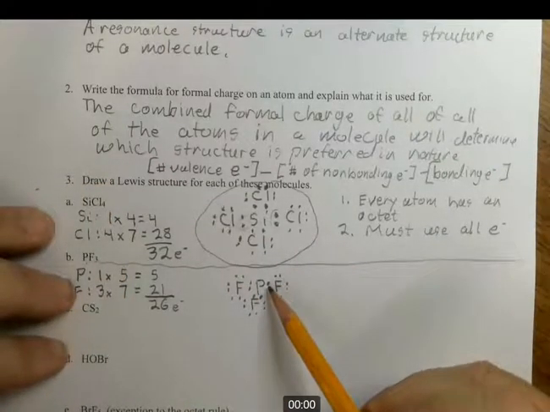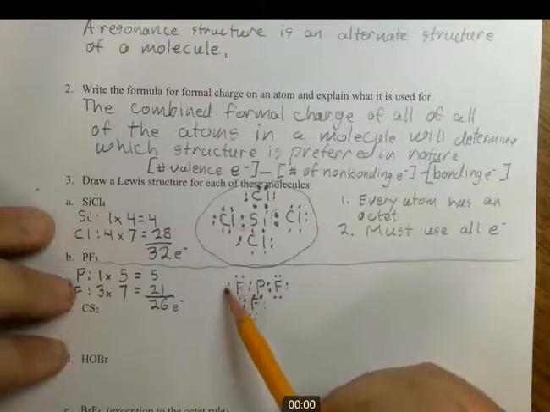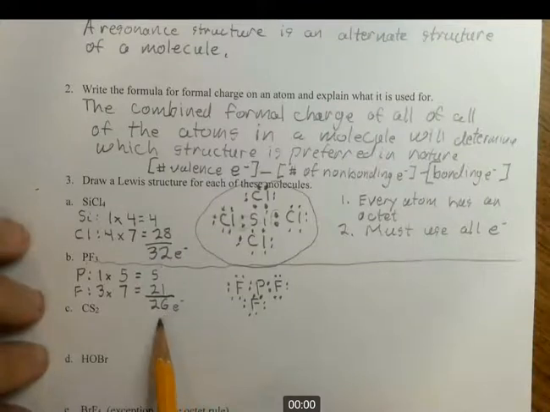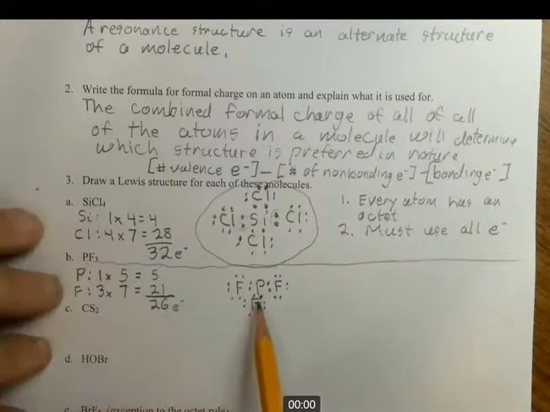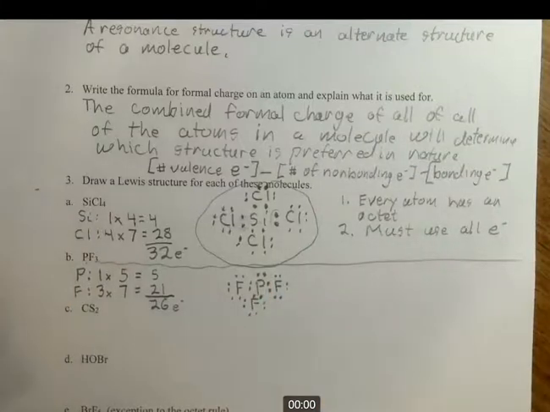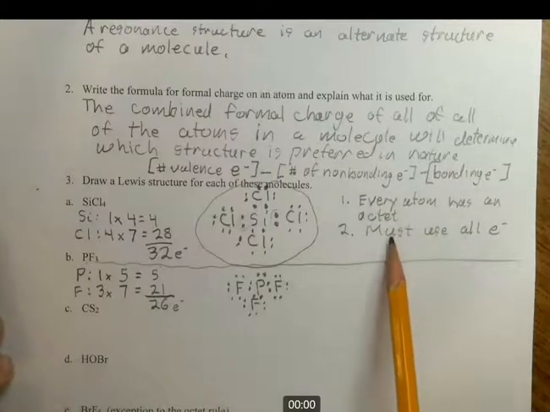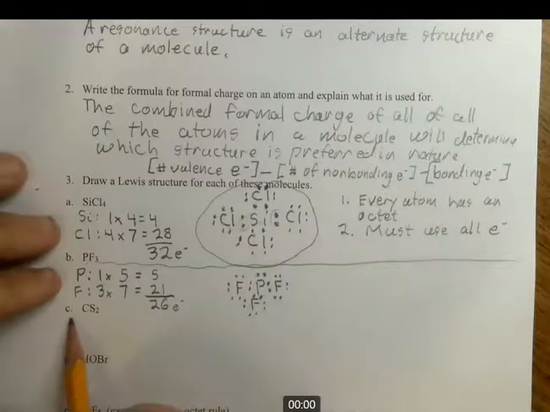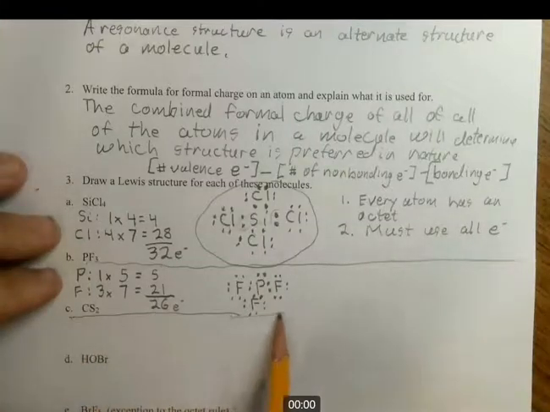Each fluorine has 8, so there's 8, 16, 24. So we've placed 24 electrons. We still have 2 more to go to get to 26, and we see that phosphorus does not have an octet. It only has 6 electrons, so this will be a lone pair, or a non-bonding pair of electrons up at the top of phosphorus. So now we've fulfilled our 2 rules. Every atom has an octet, and we've used all of the electrons, the 26 that we started with. So that's our answer right there. Okay, let's move on.